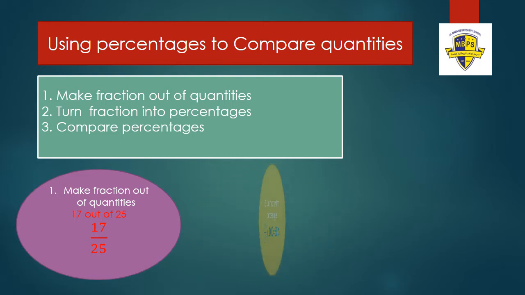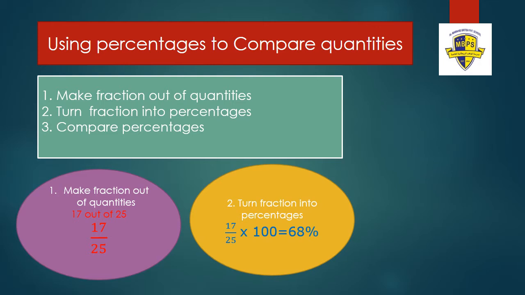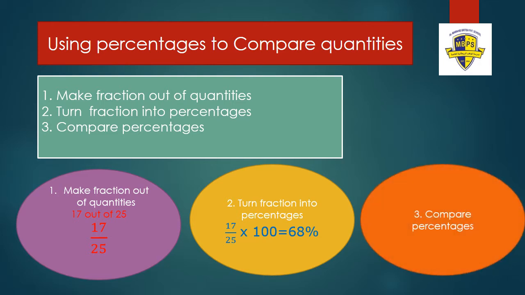Second step, we will turn the fraction into a percentage. How will we turn 17 out of 25 into a percentage? Who will tell me? Yes, we took this one in the first lesson. We multiply the fraction by 100. How much do we get? 68%. Now, the third step, how to compare percentages. We will see this in the next slide.